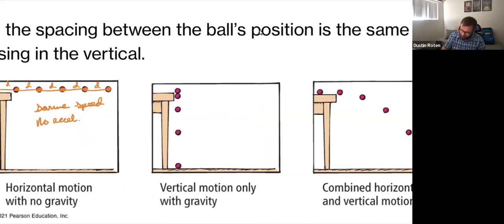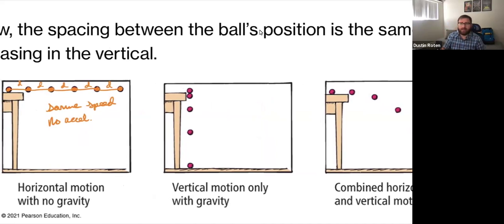If we look at the motion in the y direction, which I think I used red on the last slide, if we look at the motion in the y direction, you'll notice they're close together, they're a little further apart, they're a lot further apart. Here, the ball's already on the ground.